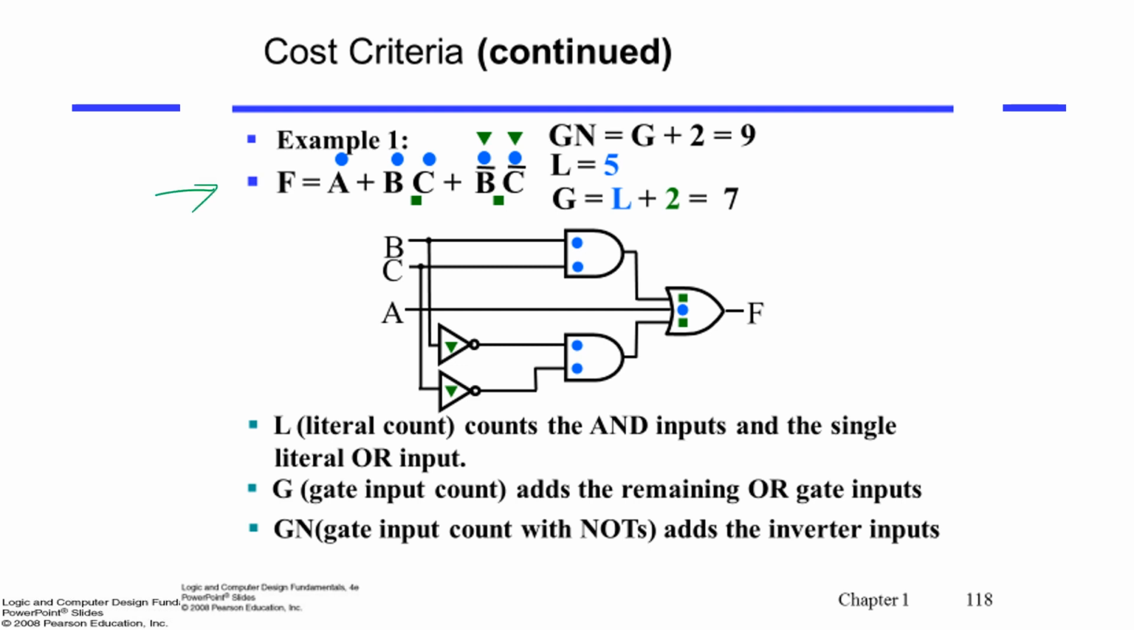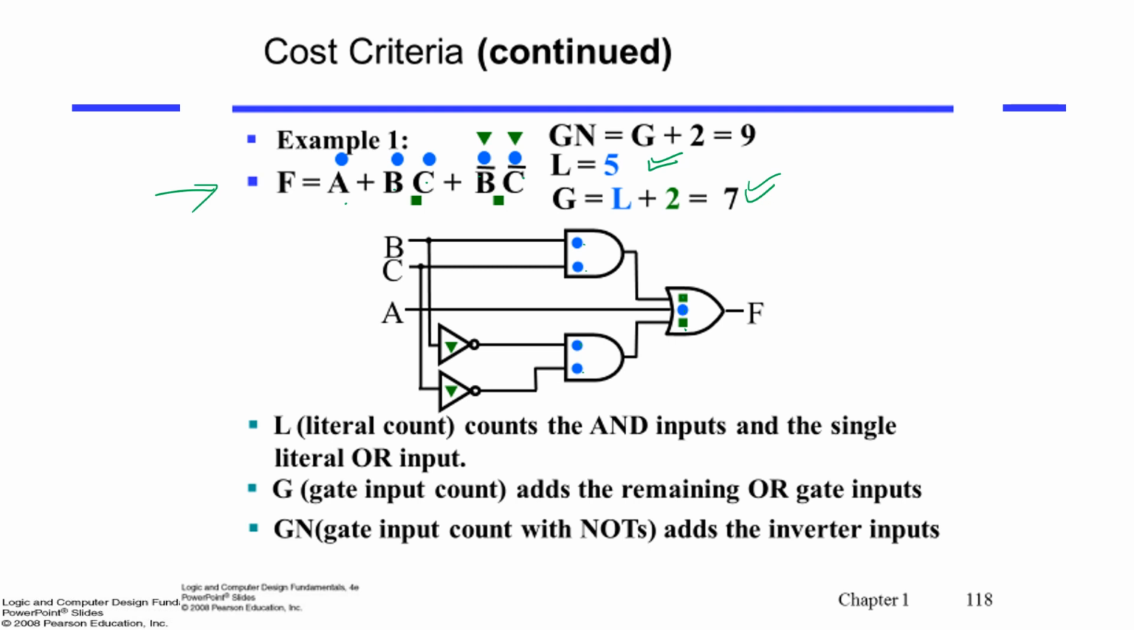If you look into this expression, 1 2 3 4 5. So literals are 5. Now let's look into the gate count. As I told you, gate count means you are talking about only AND and OR gate counts, right? So how many AND and OR gate counts? You can say 1 2 3 4 5 6 7. So that's why gate count is 7.